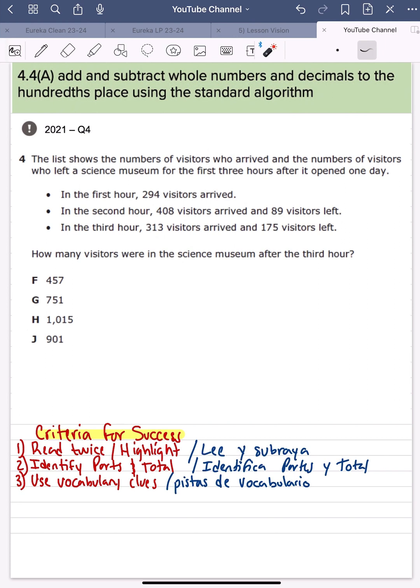So that's what's happening, guys. People are arriving. We have to use that vocabulary clue. We're adding. And when the people leave, we're subtracting them. So now it's a good time to talk about the criteria for success.